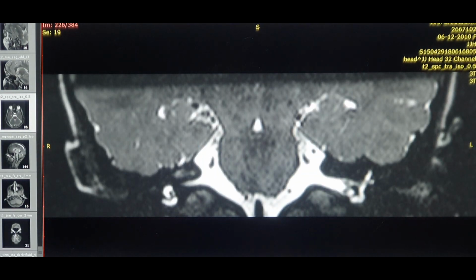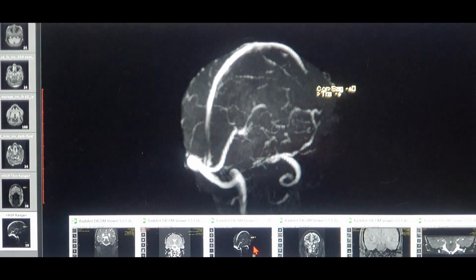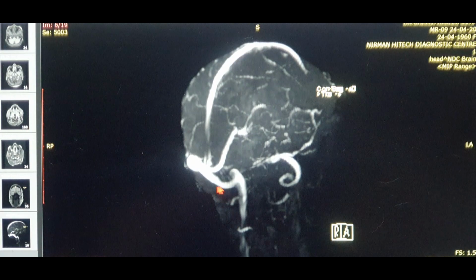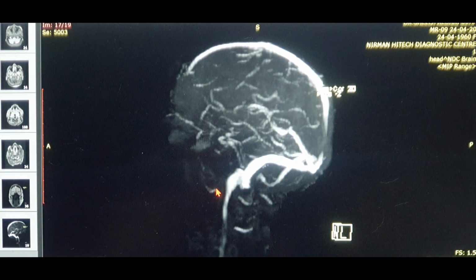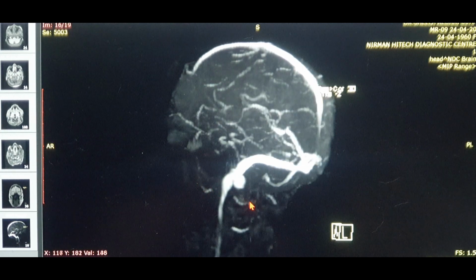So if I show you a different scan over here, there's one more subtype of the MRI. This is the MRI venogram. So that's the MRI venogram. Now the MRI venogram is really important to study the anatomy of the dural venous sinuses of the cerebrum.